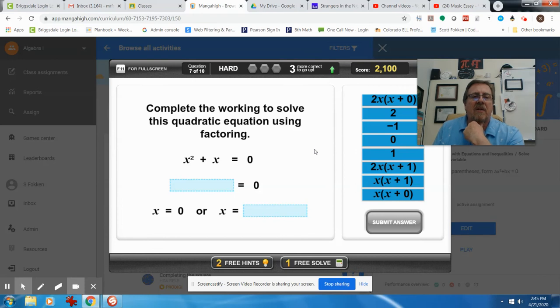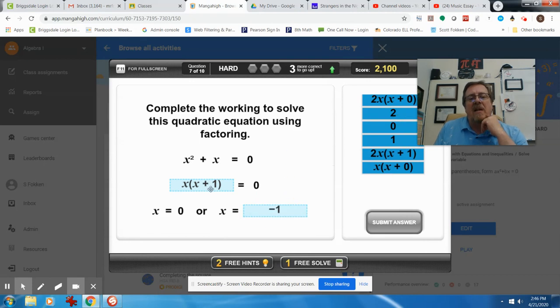Complete the working to solve this quadratic equation by using factoring. So what do these have in common? They have an x. So I'm going to take an x out. When I do that, what's x squared divided by x? Yeah, that'd just be x. And what's x divided by x? That's 1. So if I take an x out, I'm going to get an x plus 1, right? Take my x out and get x plus 1. Set each factor equal to 0, x equals 0, or x is going to be equal to negative 1 when I solve that one, because you'd have to subtract a 1 from both sides.